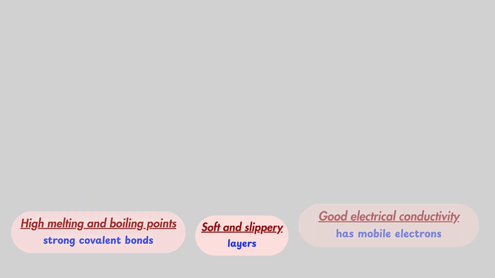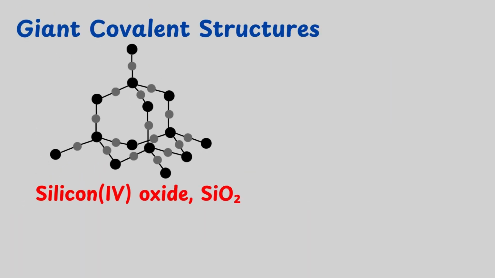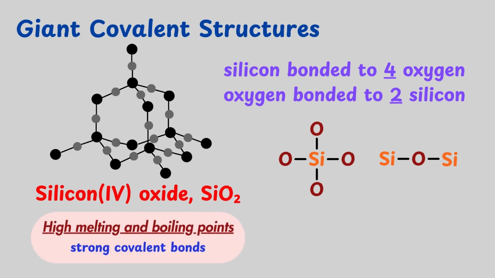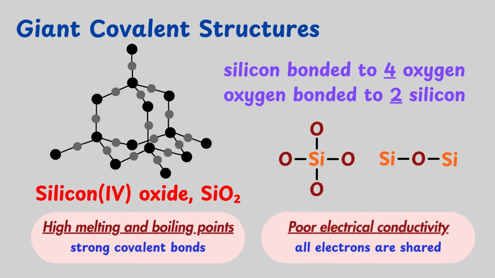This is silicon(IV) oxide, SiO2. Each silicon atom is covalently bonded to four other oxygen atoms, while each oxygen atom is covalently bonded to two other silicon atoms. This is shown in the bonding diagram, where each black line represents a shared pair of electrons. Silicon(IV) oxide has a high melting and boiling point due to strong covalent bonds, and poor electrical conductivity as all electrons are shared.